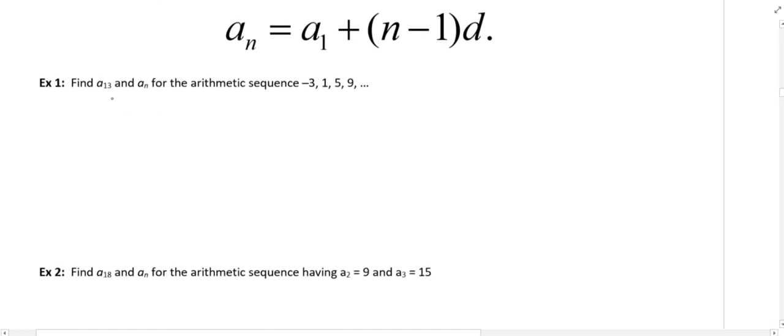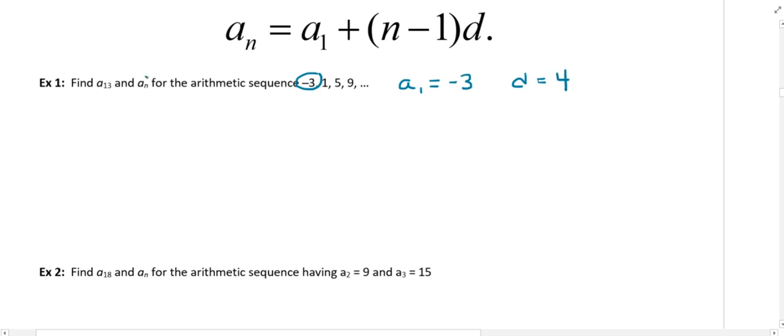So here you have: find a sub 13 and a sub n for the arithmetic sequence -3, 1, 5, 9. So first thing we want to do here is find a sub 1 and d. So a sub 1 can be found just by looking at the problem: -3, first term. D, let's see, what are we adding each time? And it looks like we're adding 4 each time.